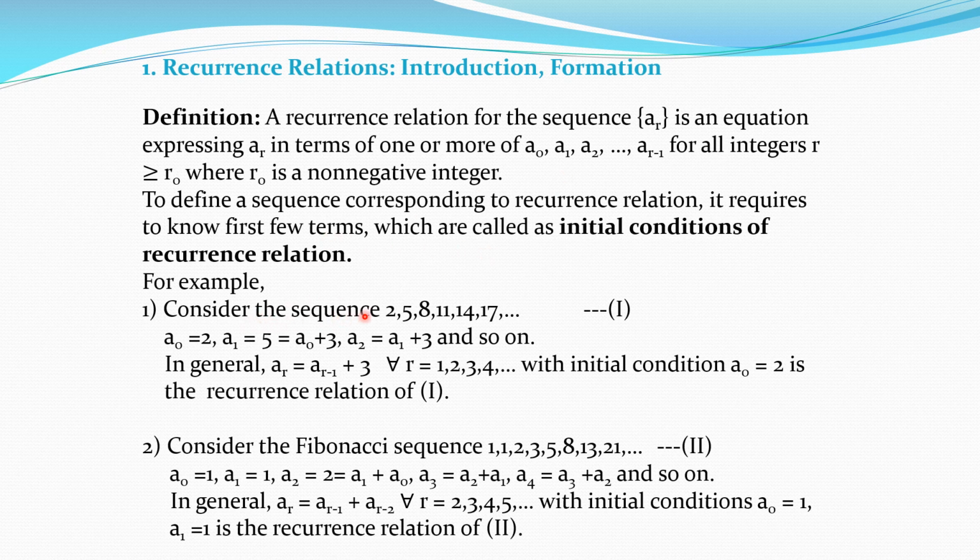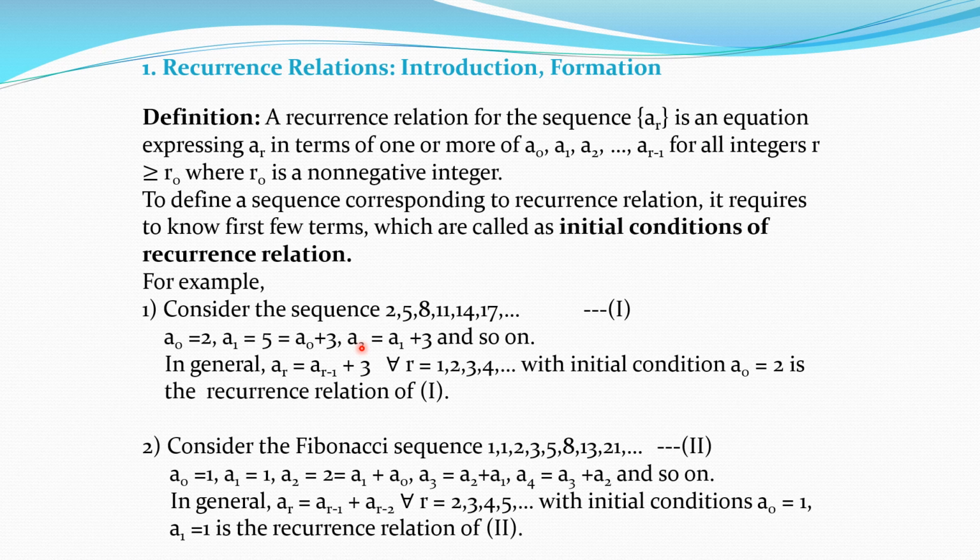For example, consider this sequence: 2, 5, 8, 11, 14, 17 and so on. By observing this sequence, we can immediately say what the next term is, because here every term is obtained from the previous term by adding 3. See, 2 plus 3 is 5, 5 plus 3 is 8, 8 plus 3 is 11 and so on. So the next term will be 17 plus 3, 20. After that, we get 20 plus 3, 23, like that. So every term is obtained by adding 3 to the previous term.